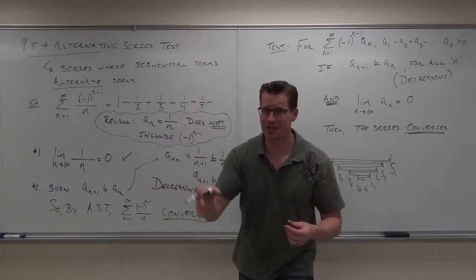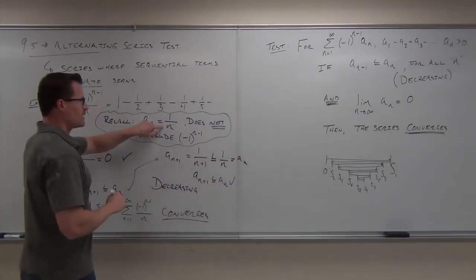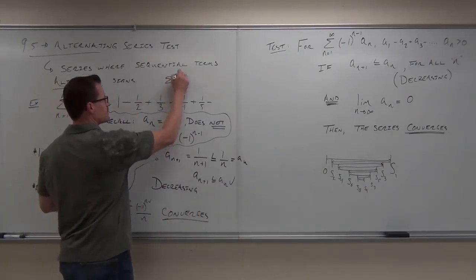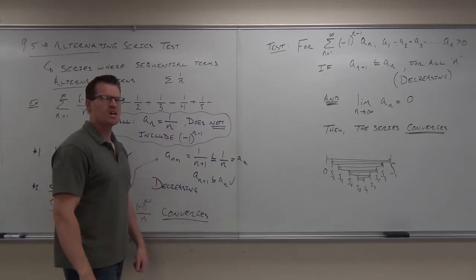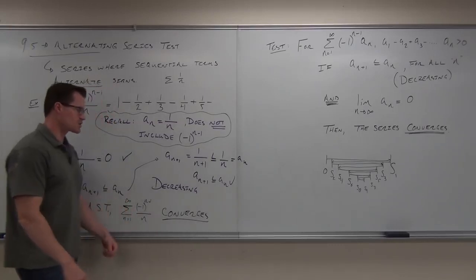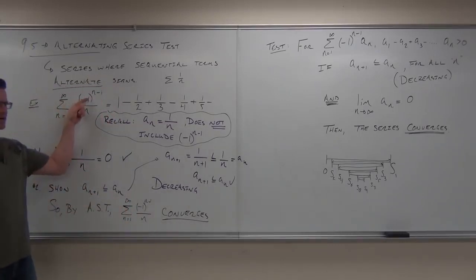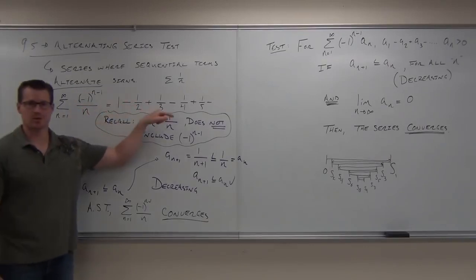Now, this is what's really interesting. If I take this away, if I look at this series, what is that series? Harmonic series. Tell me something about the harmonic series. Diverges. This is called the alternating harmonic series. Do you see why it's called the alternating harmonic series? It is a harmonic series, only it's alternating.